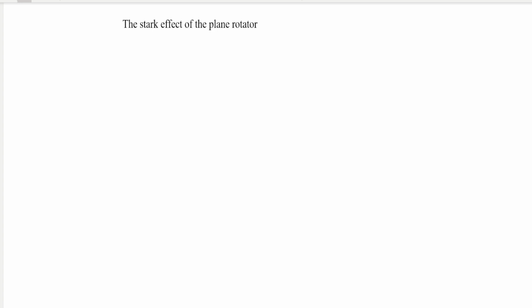Okay? Therefore, here we are going to discuss what is the effect of this static electric field on these polar molecules. So for that, we are considering one rigid body with the moment of inertia of the rigid body I, and the electric moment.